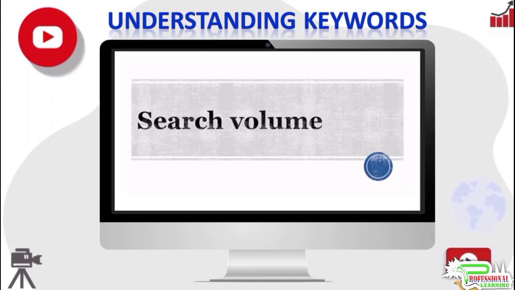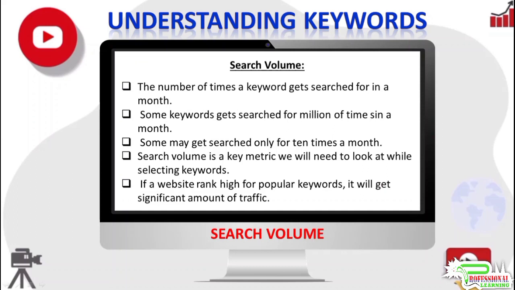In this video we will discuss in detail about understanding of keywords. The search volume of a keyword phrase is the number of times it gets searched for in a month. Some keywords are massively popular, they get searched for several million times a month, and some other keywords may get searched for 10 times a month. Search volume of a keyword is a key metric we will need to look at when selecting keywords to target. If your website ranks high in the search engine for keywords that get searched for a lot, then your website will have significant amount of traffic.